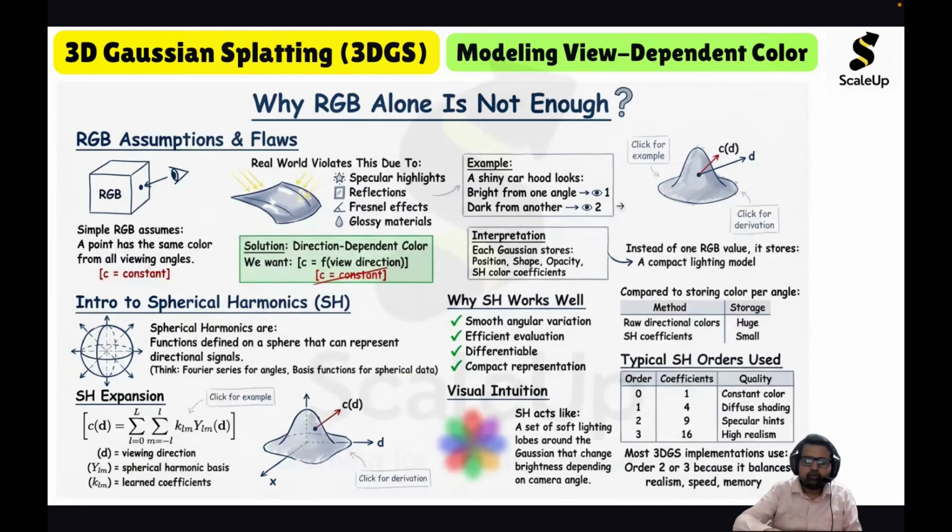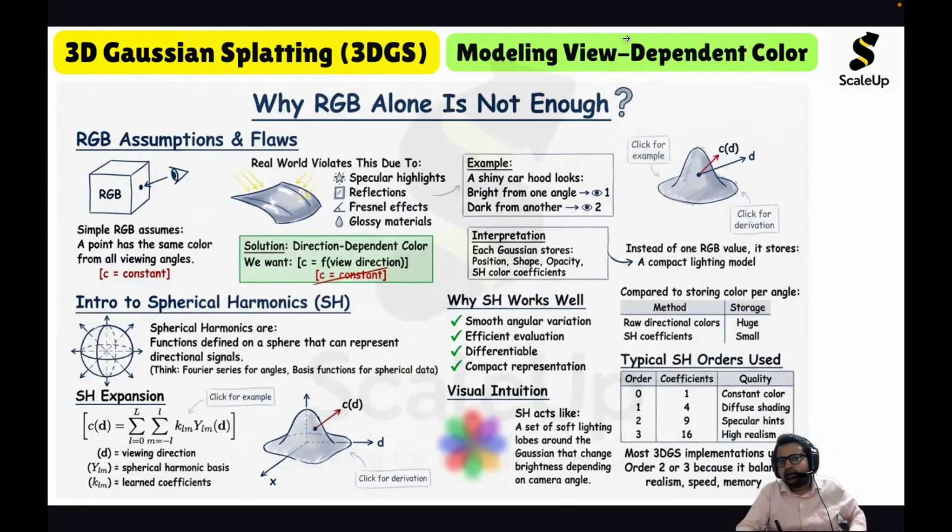Okay. Now we are discussing the color. We saw position, and we saw the covariance, which determines the shape, size, and orientation. We also saw the opacity, which determines the transparency of the 3D Gaussian. Now, one more very important parameter is the color.